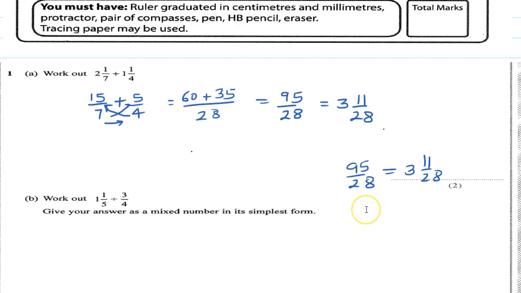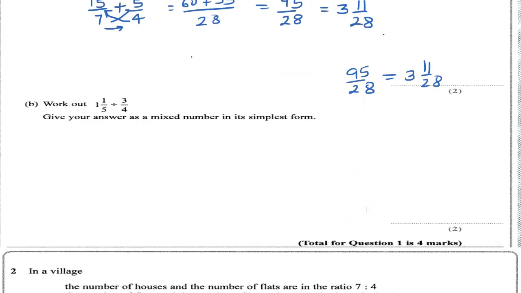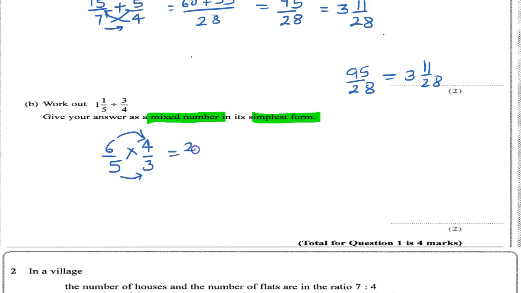It is given 1 over 5 plus 3 over 4, and give your answer as a mixed fraction in its simplest form. So here the examiner is demanding that your answer should be in a mixed fraction. So let's write down 5 times 1 is 5 plus 1 is 6, so it is 6 over 5. Change this division sign to a multiplication sign and flip 3 over 4, so it will be 4 over 3. Multiply top number and bottom number. So 6 times 4 is 24, and 5 times 3 is 15.